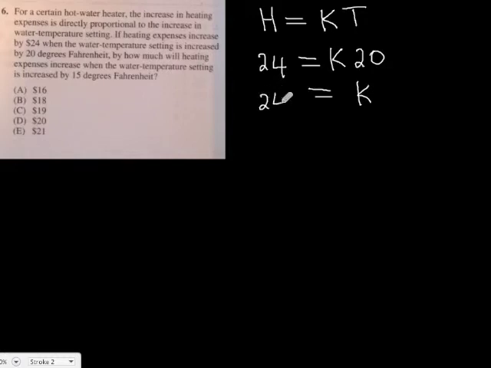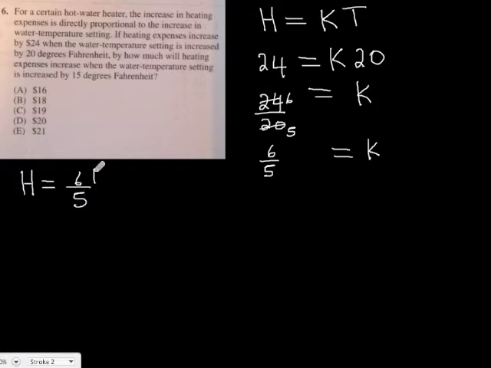So let's just go ahead and write the equation. For a certain hot water heater, the increase in heating expense is directly proportional to the increase in water temperature setting. If heating expense increased by $24 and it equals K, when the temperature setting was increased by 20 degrees, we can immediately calculate K, which is 24 over 20. Leave it as an improper fraction, and just reduce this. So you can use 4 to reduce this. 5 4s are 20, 6 4s are 24, leave it as 6 over 5 for now. Rewrite the equation. H is equal to 6 over 5 times T.